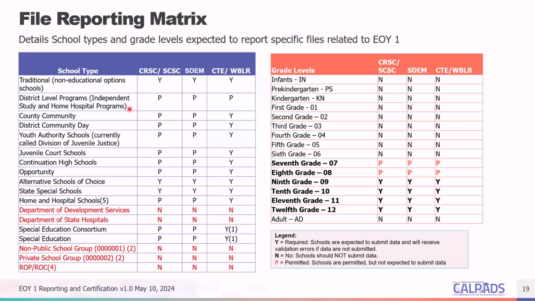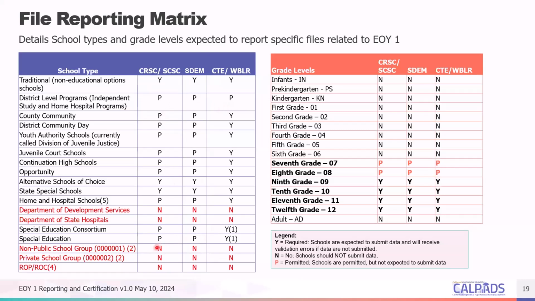If we go just below that, if we look at district level programs, these are independent study, home and hospital programs, we see that all of the end of year one file types are permitted. So schools are permitted to submit them, but they are not expected. So you won't receive those validation errors that indicate missing data at district level programs or for district level enrollments. And this is the case for all file types in end of year one.